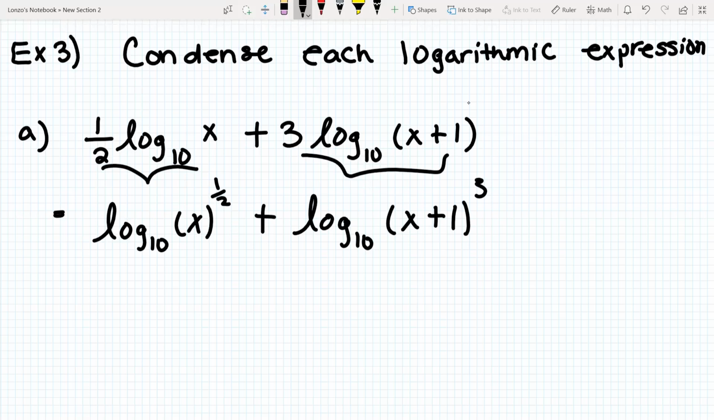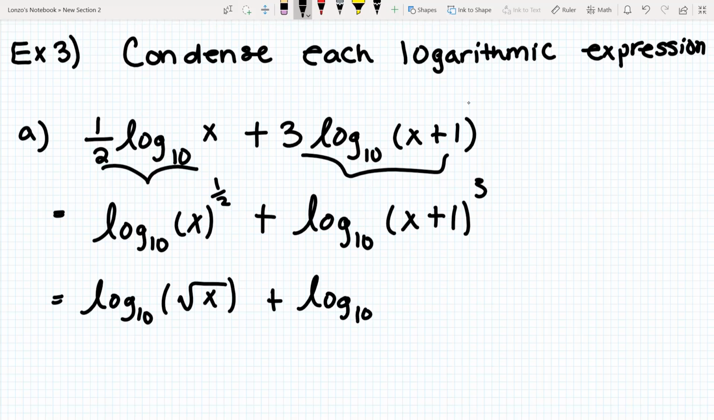Okay, so is it completely condensed? No, because we want it into one single log base 10. So we have to do one step further. If you want, you can rewrite log base 10 of x to the 1/2 as log base 10 of square root of x, right? Because anything raised to the 1/2 is like square root of x, plus log base 10 of x plus 1 raised to the 3rd power.